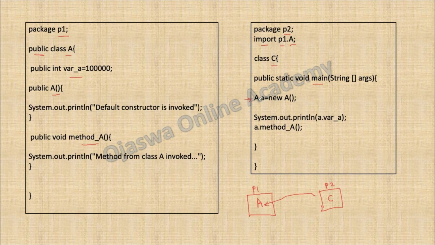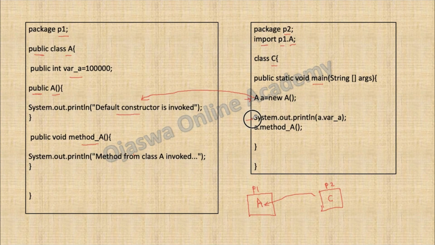Now if another class wants to create an object of class A, you need to make the constructor also public. So you need to precede the constructor definition with the public keyword. This is mandatory. Otherwise you will get an error. So as the constructor is also public, an implicit call to the constructor is given and the constructor is accessible, it prints default constructor is invoked to the console.